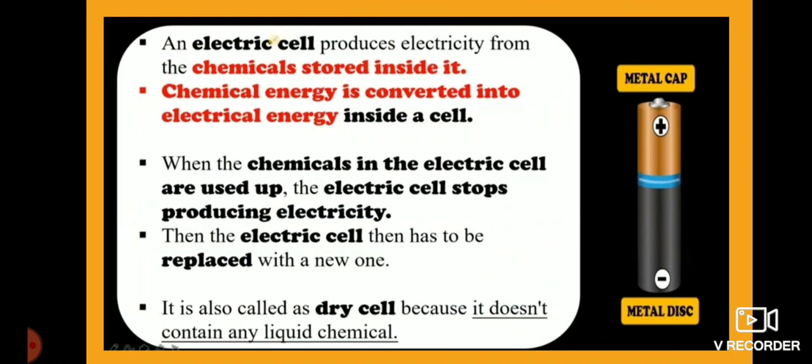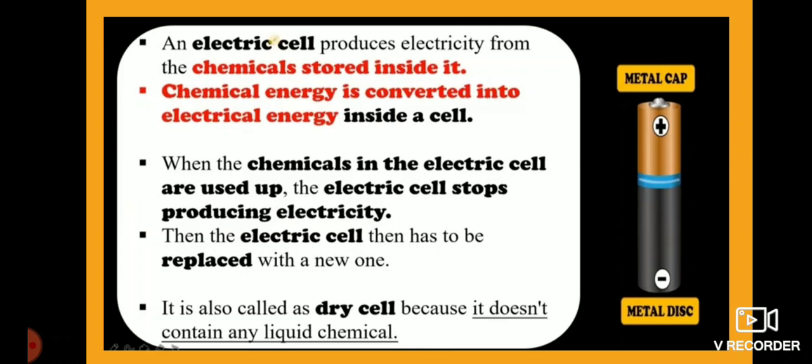An electric cell produces electricity from the chemicals stored inside it. Chemical energy is converted into electrical energy inside a cell. When the chemicals in the electric cell are used up, the electric cell stops producing electricity. Then the electric cell has to be replaced with a new one. Sometimes it happens, right? Our watches stop or our remote control may not be giving the signals. At that time, we change the electric cell inside it, right?